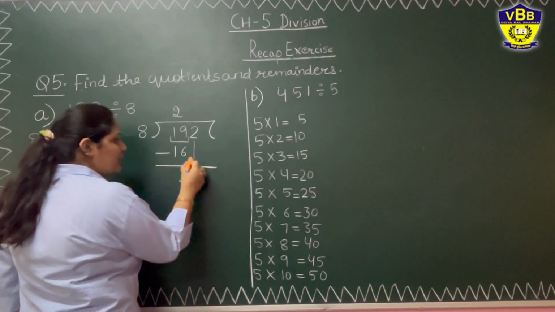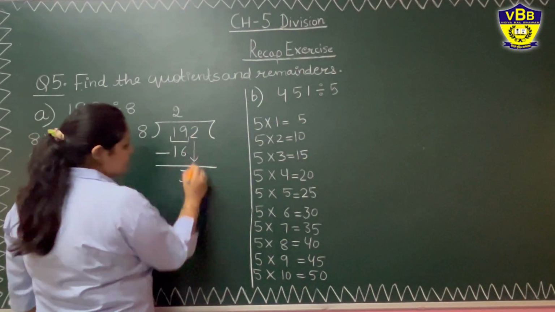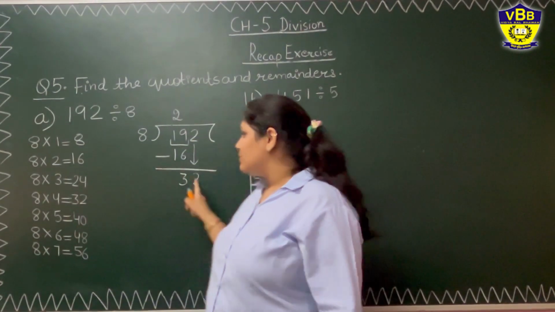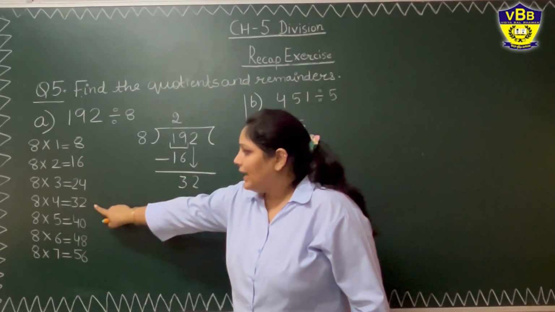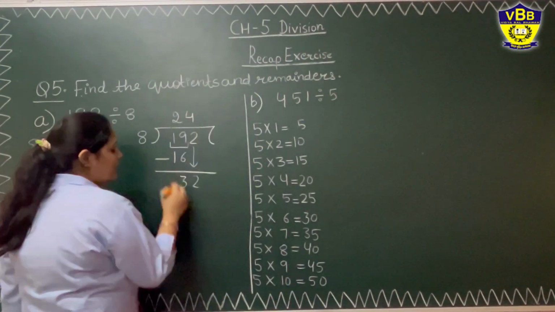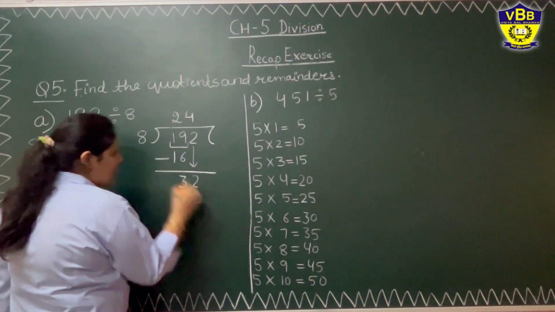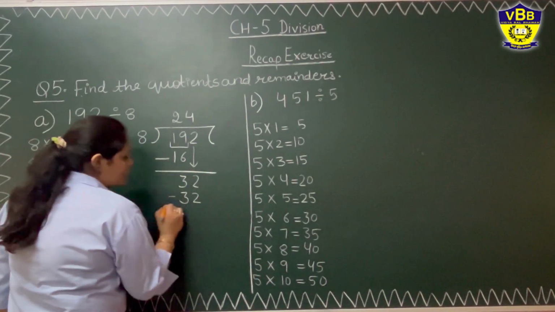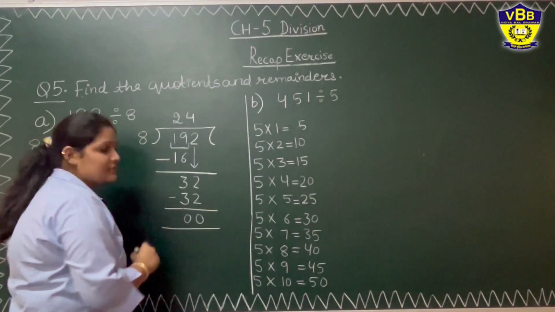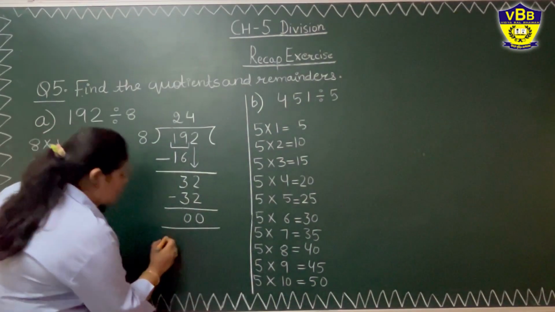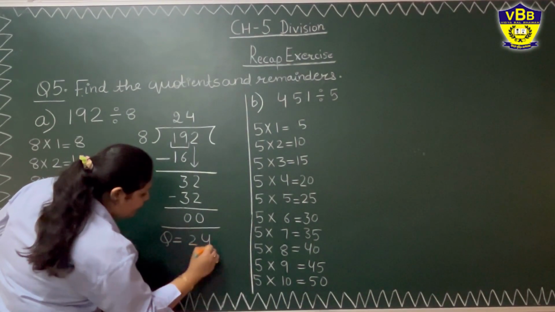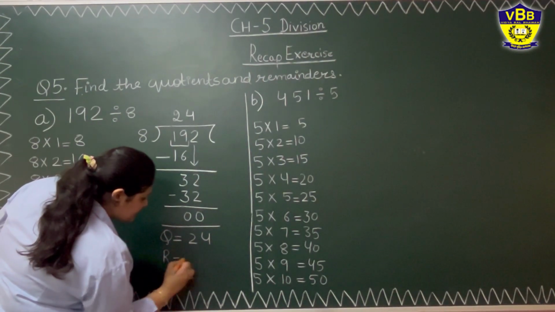Now we need to bring down this number, that is 2. 32. Now we need to check whether 32 comes in the table of 8. 8 multiplied by 4 is 32. So we will write 4 here and 32 here. Now we need to subtract. So our remainder is 0. The quotient, the answer we get after dividing, is 24 and the remainder is 0.